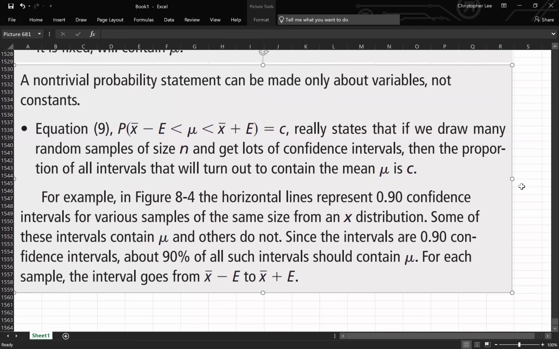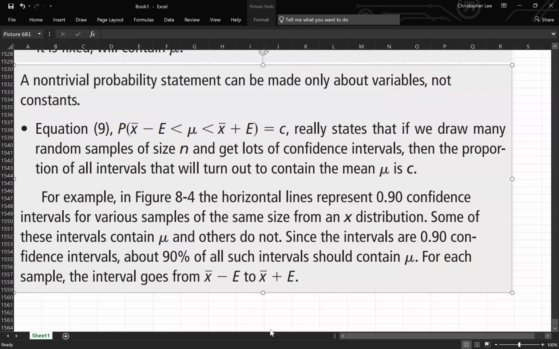So for example, in the figure that we're going to show in a second, the horizontal lines represent 0.90 confidence intervals for various samples of the same size from an X distribution. Some of these intervals contain mu, others do not. Since the intervals are 0.90 confidence intervals, about 90% of all such intervals contain mu. For each sample, the interval goes from X bar minus E to X bar plus E.